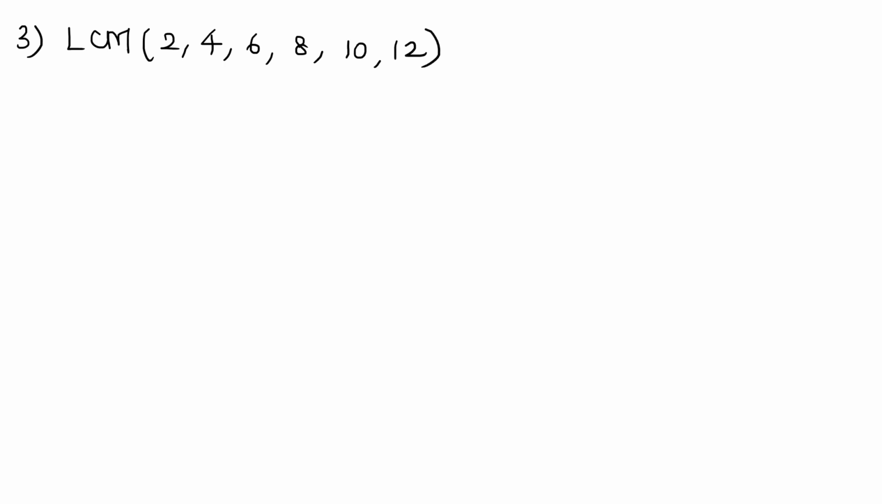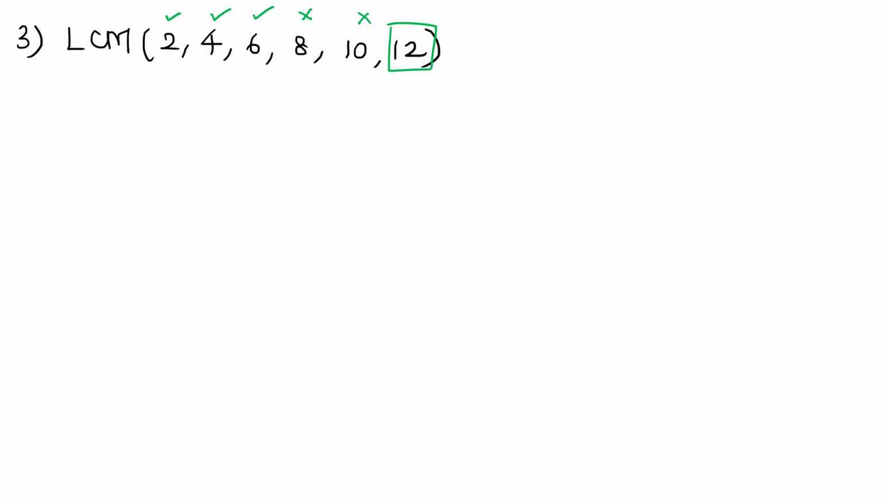You may wonder, how can I do this without prime factorization, using each and every table? Similarly, first check the largest number, that is 12. Once you have the largest number, 12, you check whether 12 is present in the 2 table. Definitely it is present in the 2 table. It is present in the 4 table. It is present in the 6 table, but not in the 8 table. It is also not present in the 10 table.